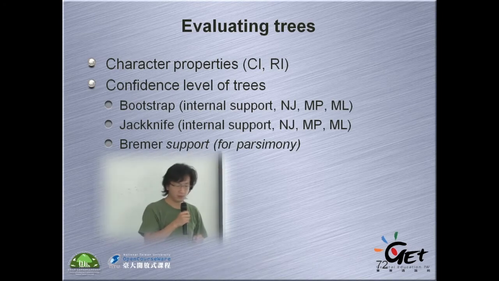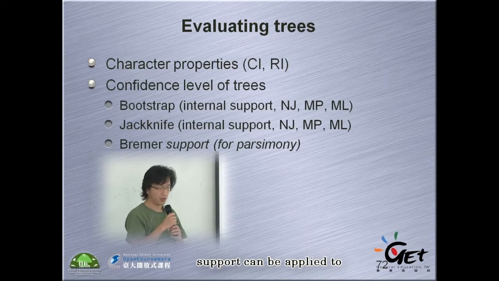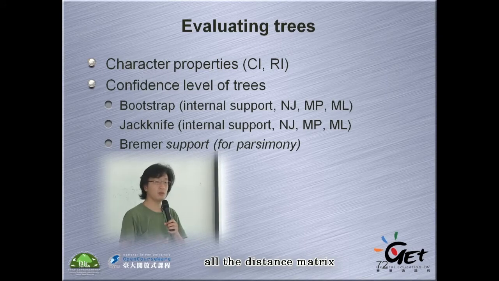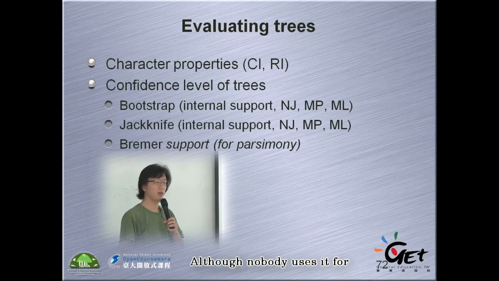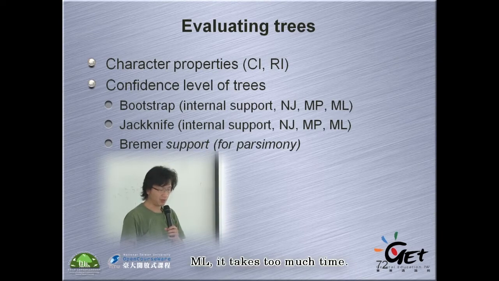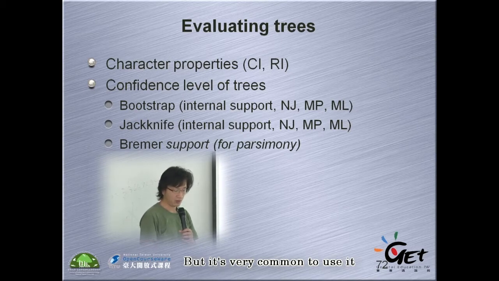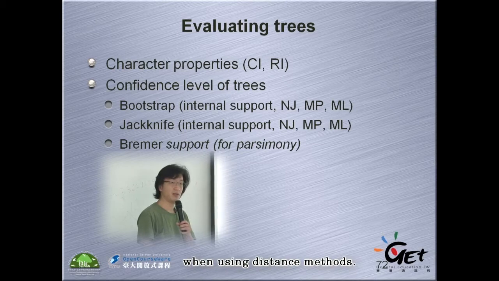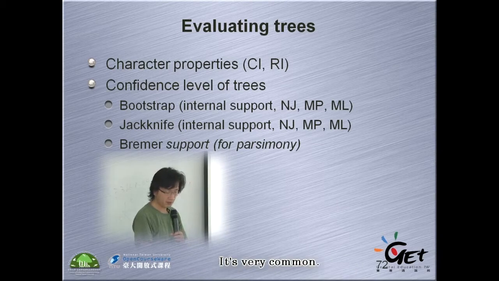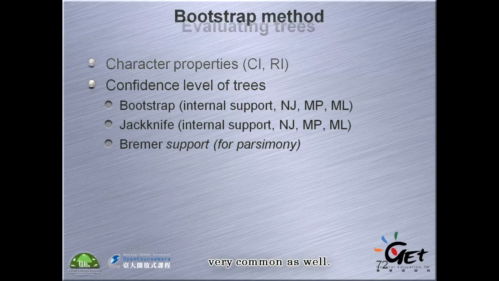Bootstrap support can be applied to all the distance methods, and also maximum parsimony and maximum likelihood, although nobody actually uses this for maximum likelihood. It takes too much time. But it's very common to use it with distance methods like neighbor joining. For parsimony, it's also very common.